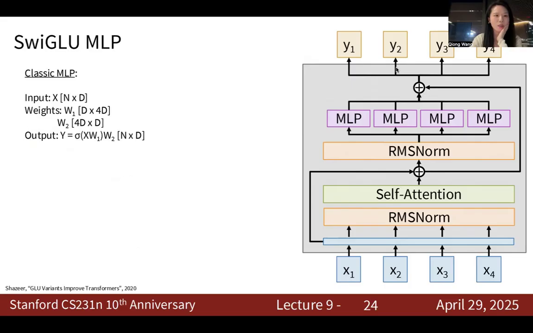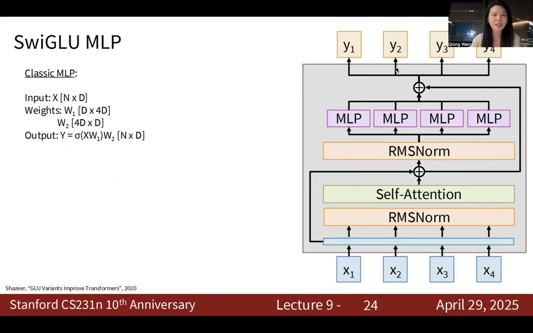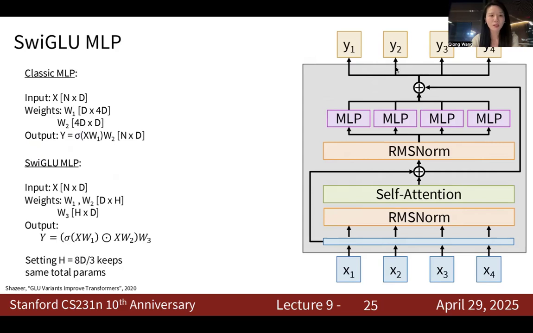And this part is about RMS norm. We replace the layer normalization with the root mean square normalization. This way will make training more stable. And the last one is the gated MLP. This part is different in the multi-layer perceptron part, and we will use a simple low-cost way to generate the output.